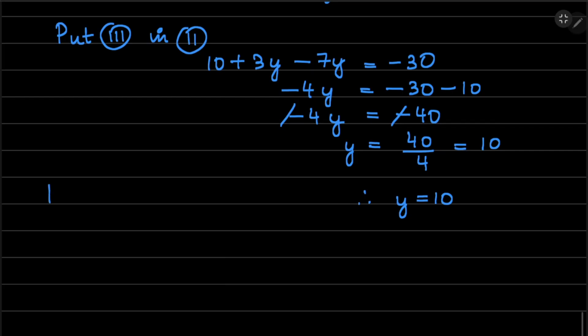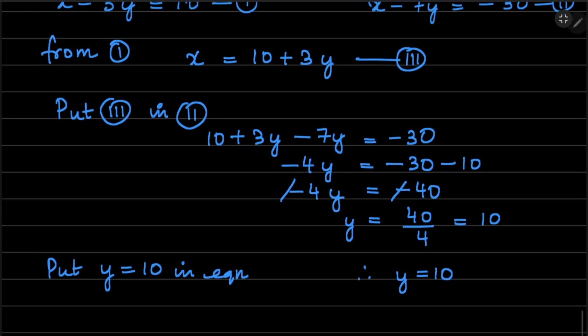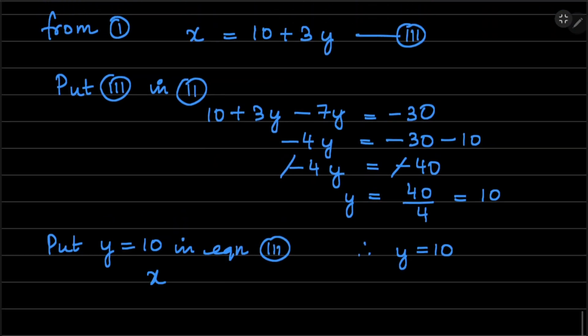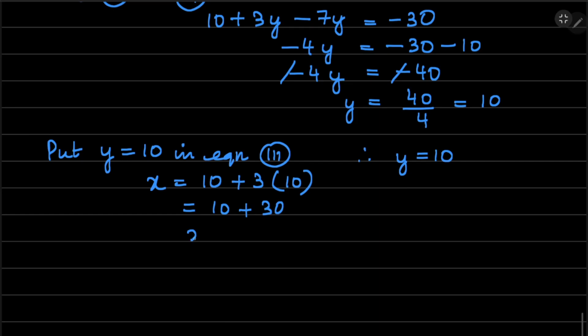And then you can just put y equal to 10 in your equation number 3. So what do you get? x is nothing but 10 plus 3 times y, which is 10. So, 10 plus 30, which is x equal to 40. Okay.